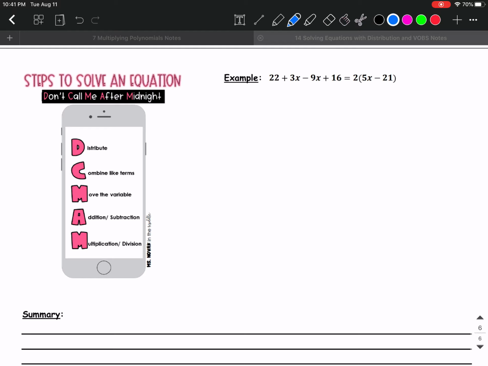Now, let's try this equation. 22 plus 3x minus 9x plus 16 equals 2 times 5x minus 21. So the first thing we do according to our acronym is distribute. And yes, we do have parentheses, so we are going to distribute.